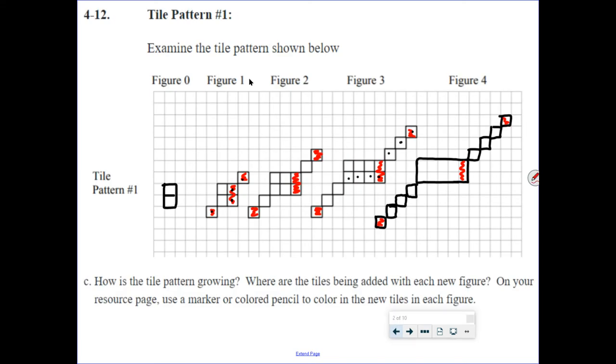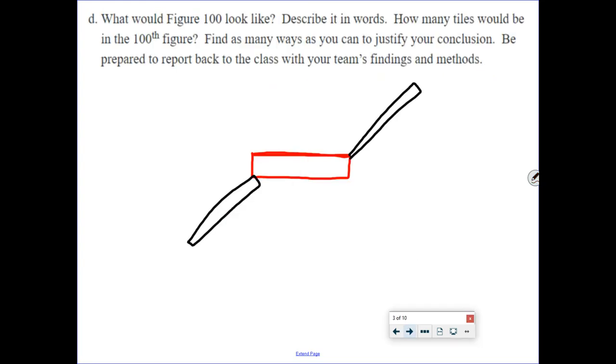Look at this. Figure 1 had a 2 by 2 rectangle. Figure 2 had a 2 by 3. Figure 3 had a 2 by 4. Figure 4 has a 2 by 5. So in that case, we can assume that figure 100 would have a 2 by 101. That means how many tiles would be there? 2 times 101 is 202.